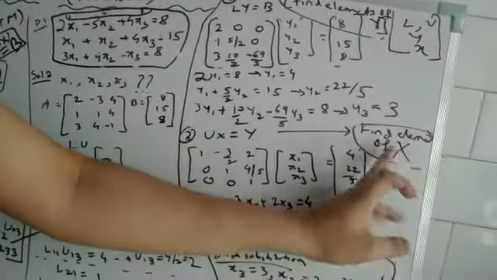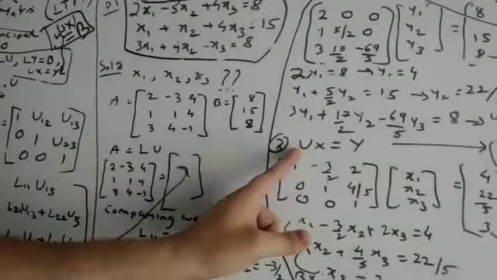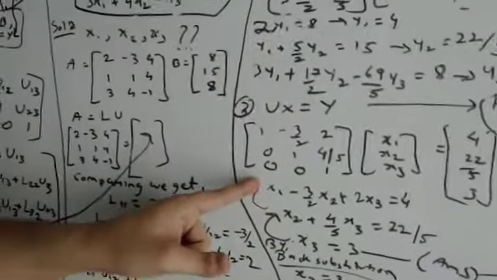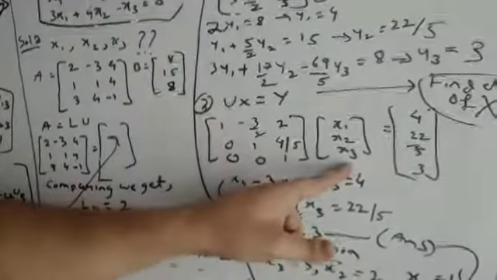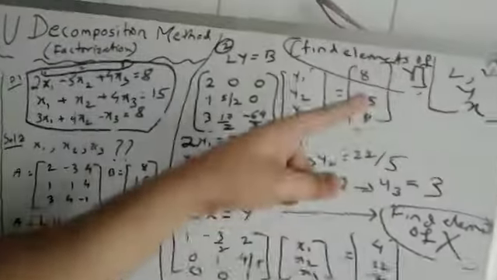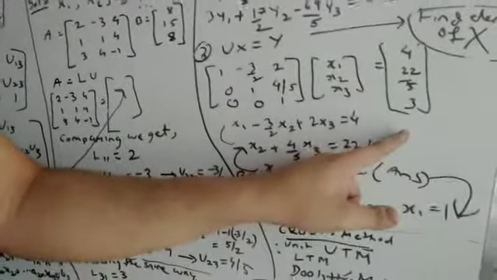You will get it from this step only. Okay, so see, what is U? U is this one. We have already calculated the value of this. So I have my U matrix is this, x, I don't know, since there are 3 unknowns, so x1, x2, x3, and y we have already calculated from step 2, right? So put it here. So it is 4, 22 by 5, 3.